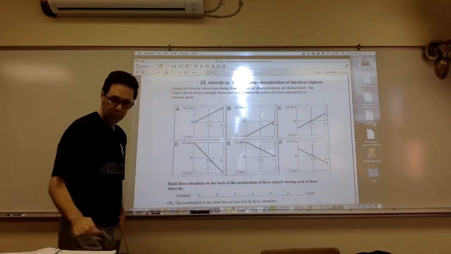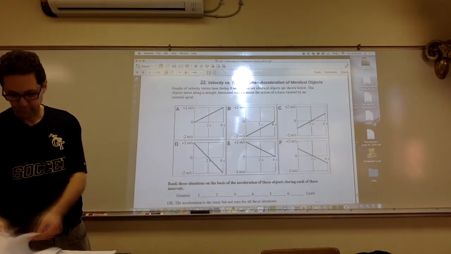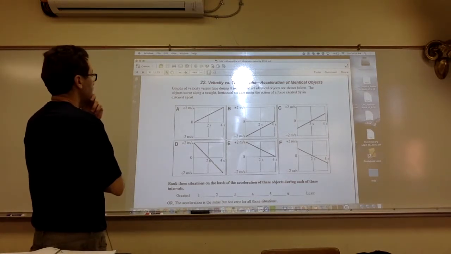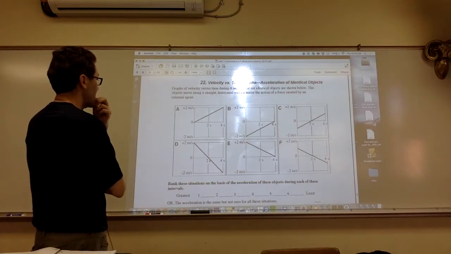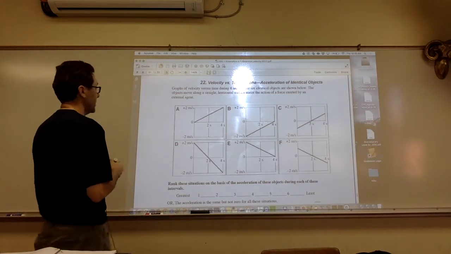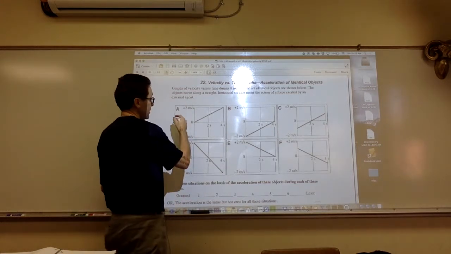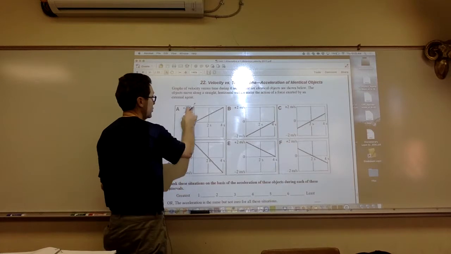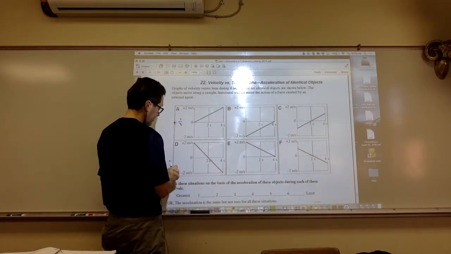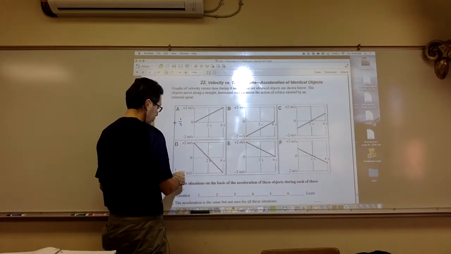All right, let's look at 22. We have to rank them based on acceleration. It does not say magnitude of acceleration, so we're going to keep the negatives in there. The acceleration here is basically just the slope of these segments. So it's 2 over 4, so positive half. This one is definitely a negative slope. You go from 2 to negative 2, that's a drop of 4 in 4 seconds, so that's a negative 1.